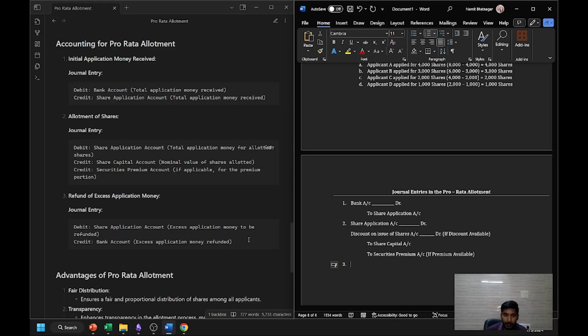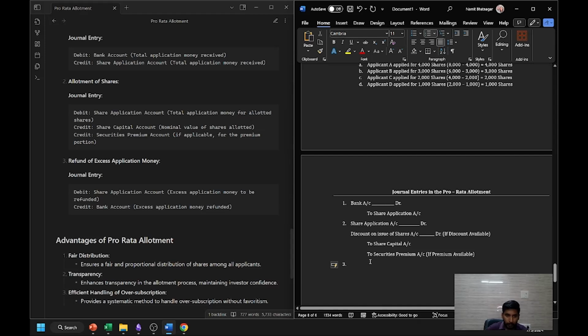Then we will refund the excess money at application. This is the contra entry to that: share application account debit. Now we are returning the excess amount of money which we received. So based on these three journal entries, the entire pro rata allotment will be done.